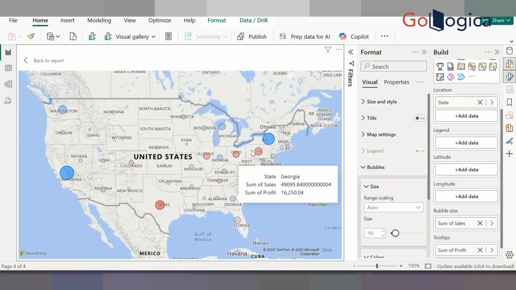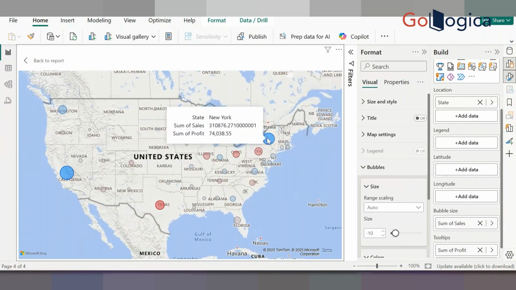New York has done sales of 310K and the profit is 34K. That means New York has given me a better profit. Half of the 74K. 30% lesser sales, but only 2000 less profit. So profit-wise New York has given me a better profit than California, is it?